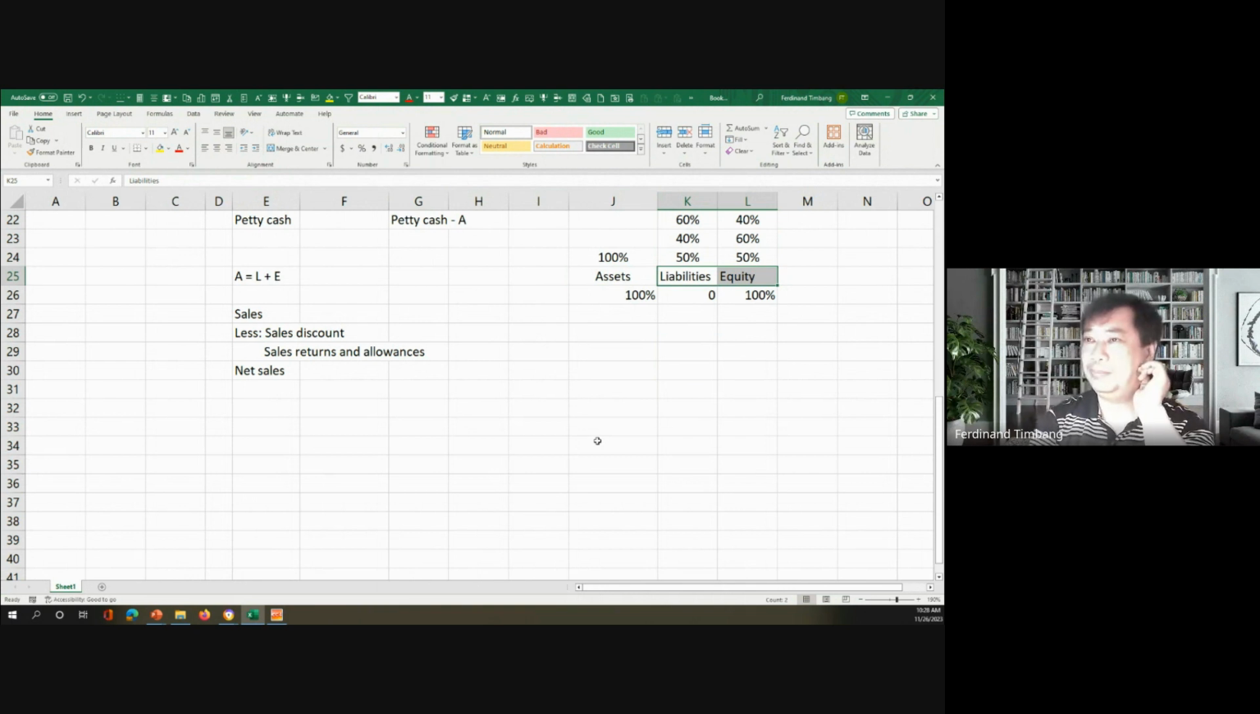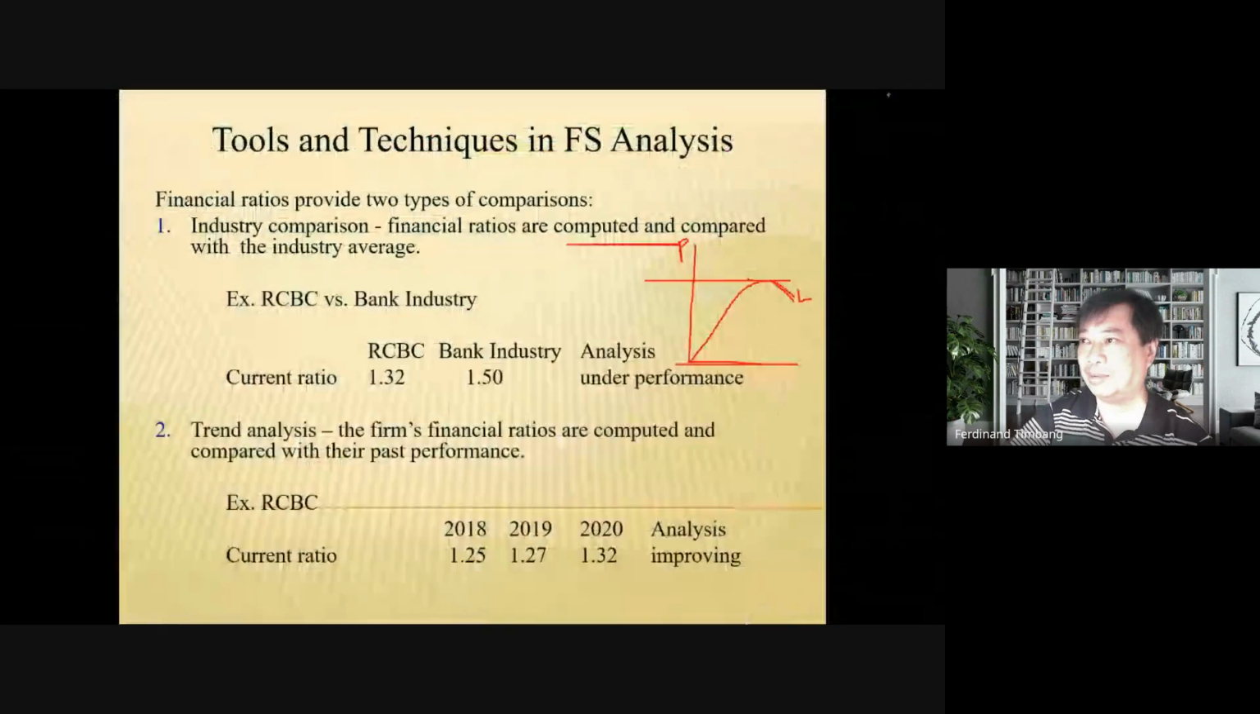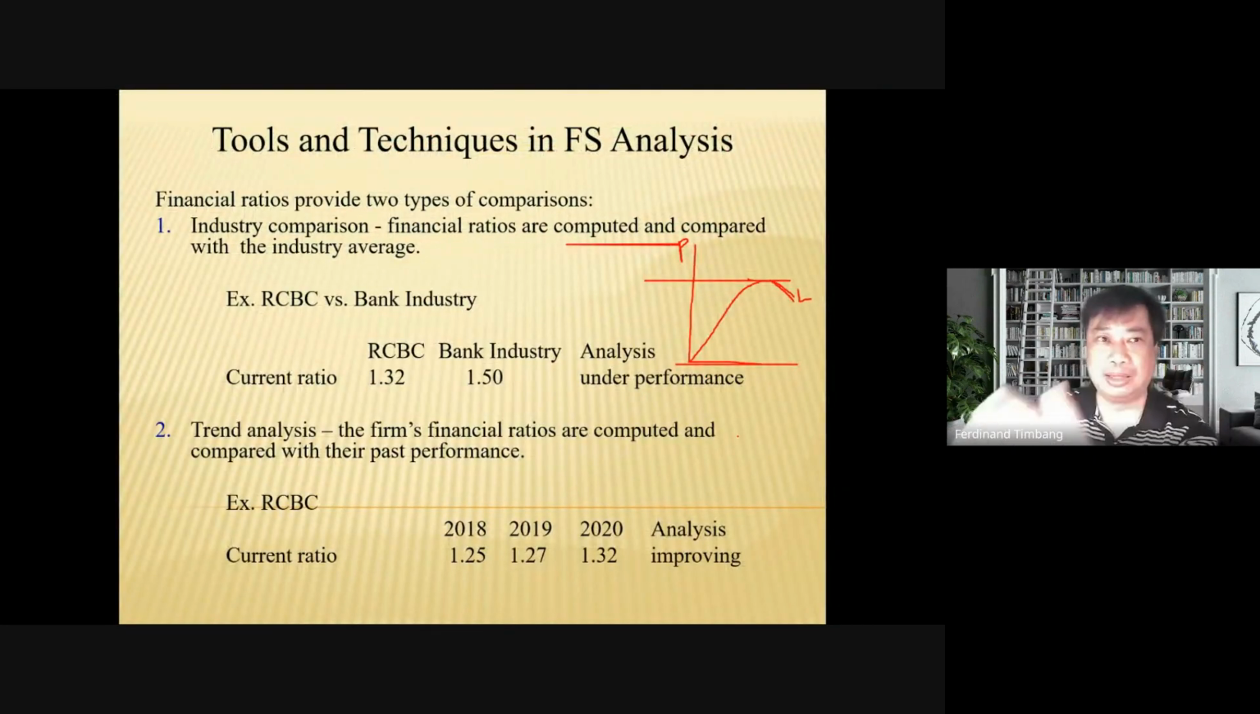Although, mamaya papakita natin yun sa mga financial ratios, no? Kasi may impact ang liabilities against the owners, against the earnings per share, at saka yung return on equity. Na mapakita natin yun sa mga ratios mamaya. Balikan natin mamaya ito ulit, no?